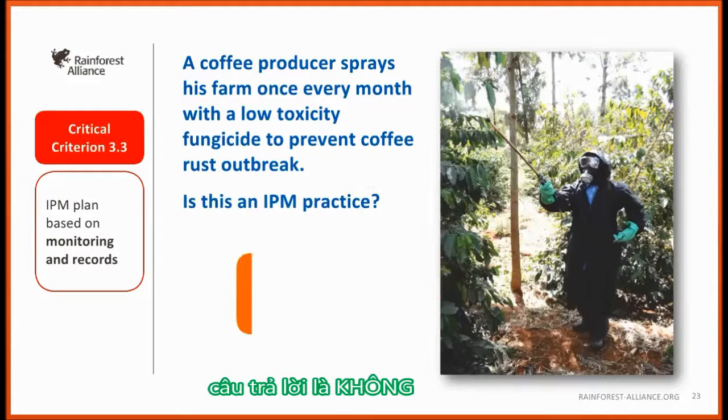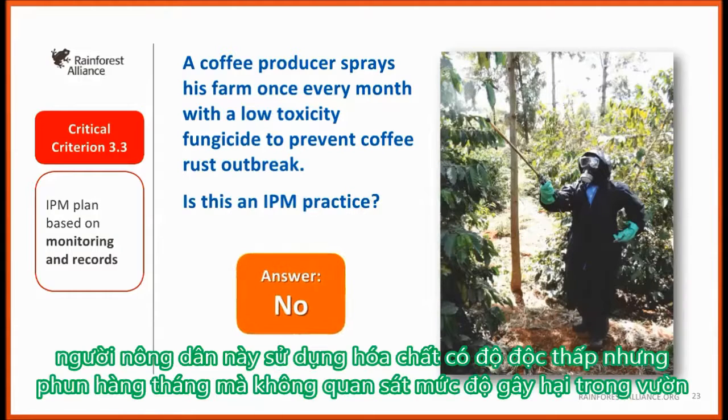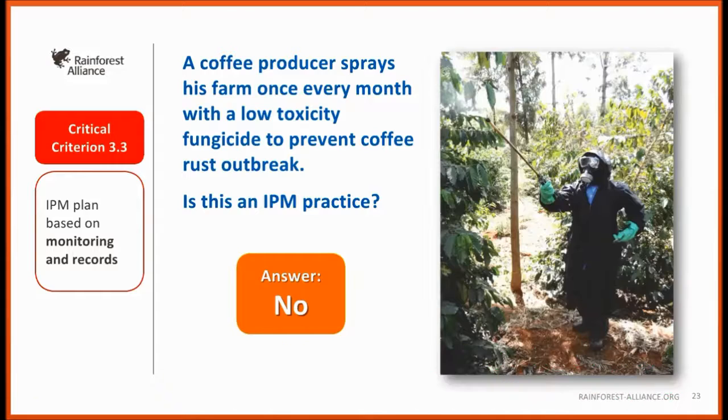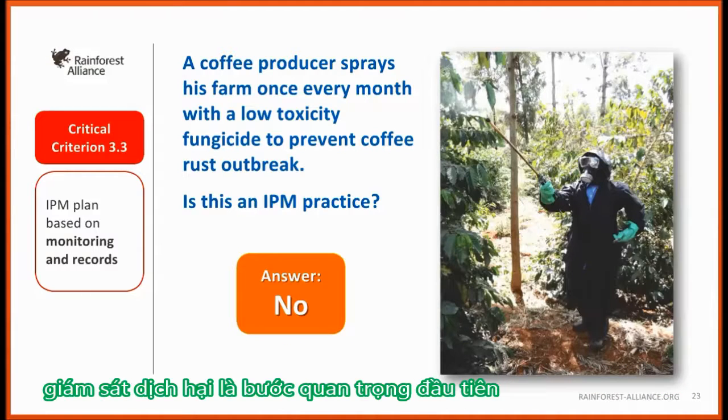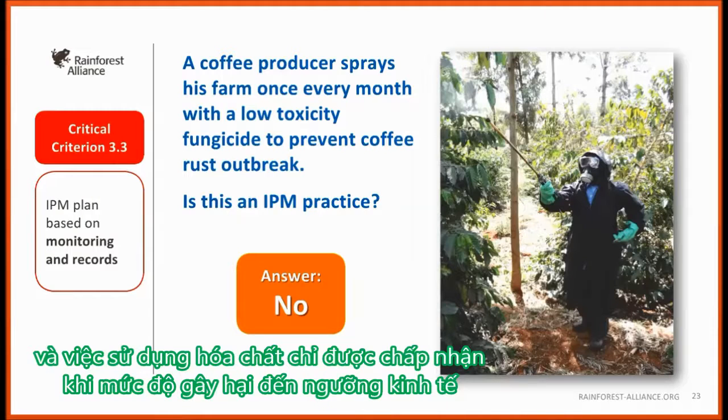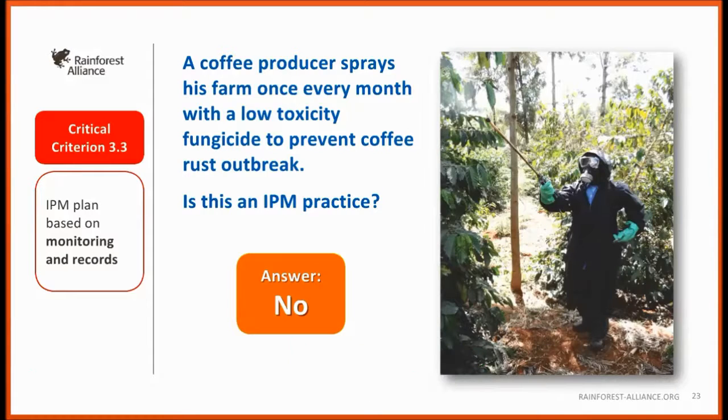The answer is no. The farmer uses a low toxicity chemical but he sprays routinely every month without observing the level of pest infestation in his farm. Pest monitoring is the first important step, and a chemical application can only be justified when the pest infestation reaches the economic threshold.